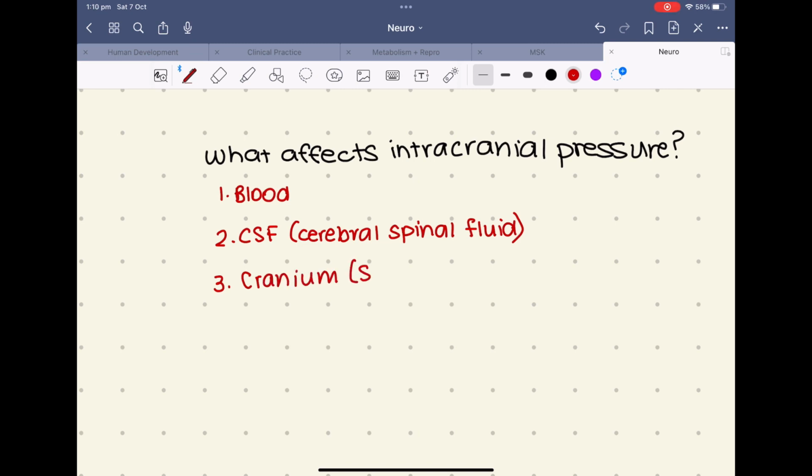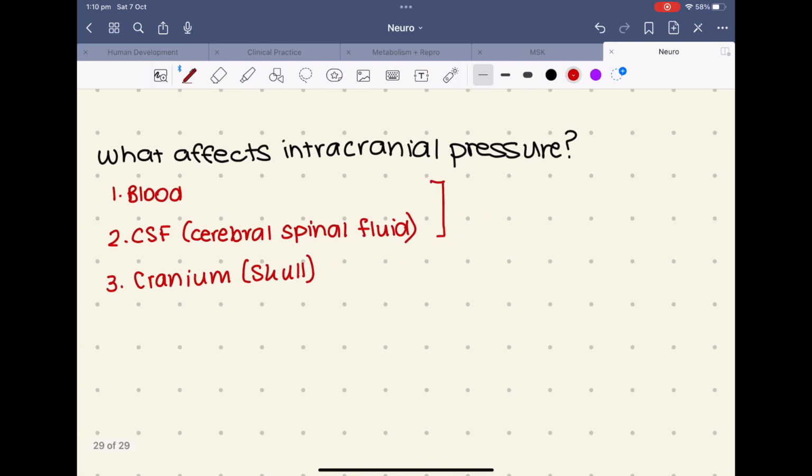So these are three components of intracranial pressure, and as you can see, two of these are fluid and one is solid. So those fluid components, blood and cerebrospinal fluid, their volume can change according to the intracranial pressure in the brain and whether one of these things is more abundant than the other. On the other hand, the volume of the cranium cannot change. If you touch your own head for a moment, you'll feel that it's pretty solid, so there's no way that it can change its volume.